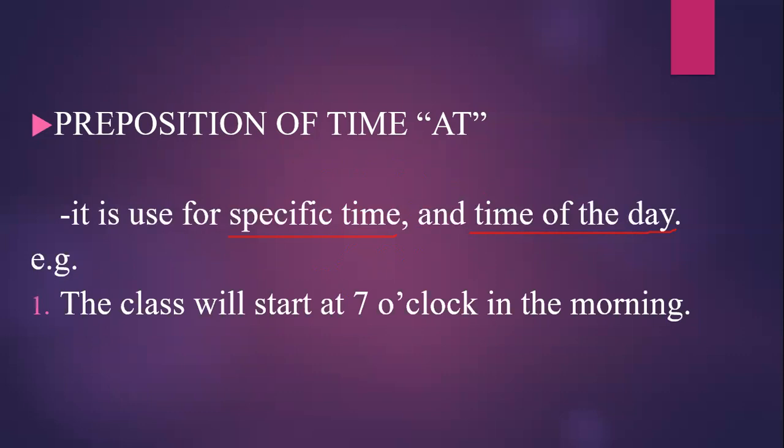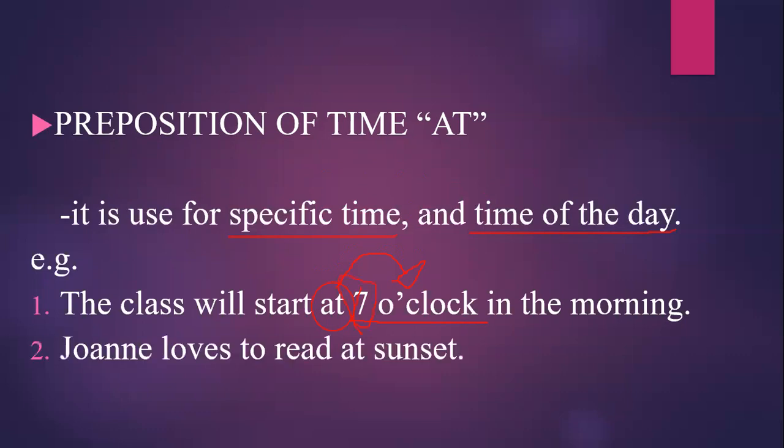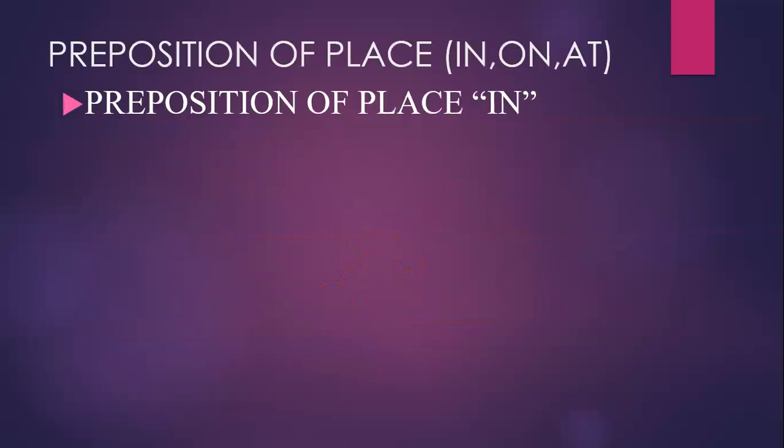Okay? Example, the class will start at 7 o'clock in the morning. Here we use the preposition of time at because there is a specific or exact time on when the class will start. Basically, it's at 7 o'clock. Next, Joanne loves to read at sunset. Here we use the preposition of time at because we are talking about the time of the day, which is sunset.